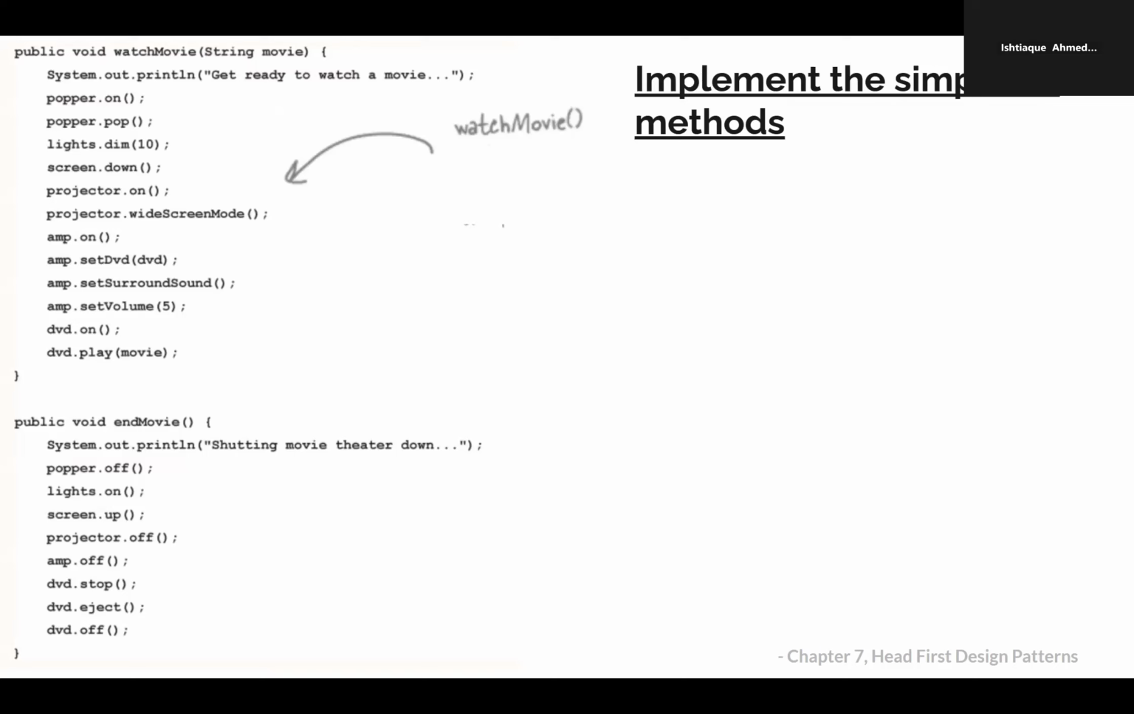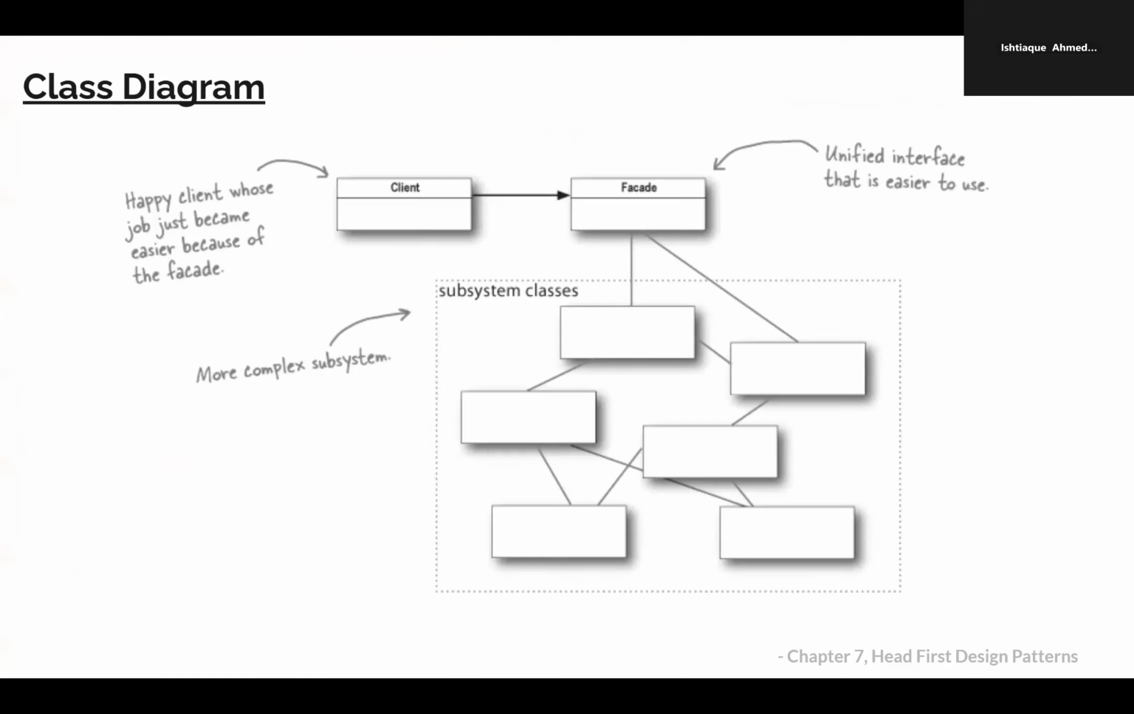Here at the top, you can see the watch movie method. This method will take in the name of the movie and it will set up all the different components and turn them on. It will turn on the popper, it will set it to pop, it will dim the light settings to 10. So basically, it will handle all the different components for us. And at the bottom, we have the end movie method, which we will use once we have finished watching the movie to turn everything off.